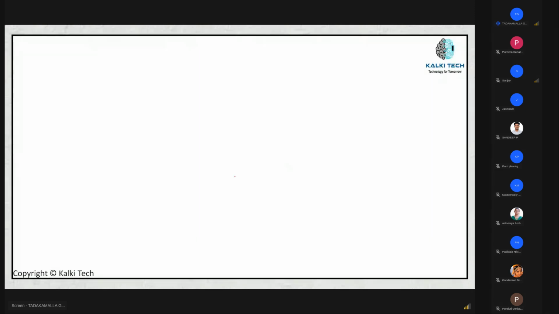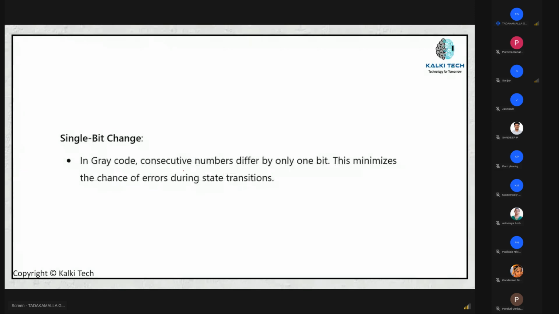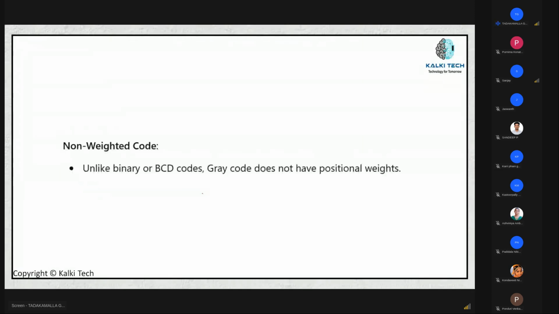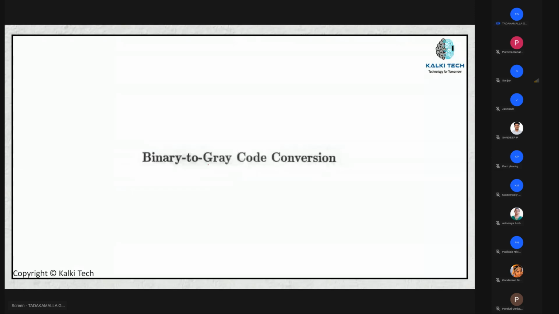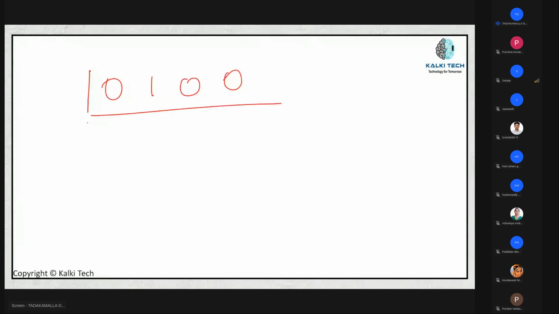So let us see the key characteristics. In the gray code, consecutive numbers differ only by 1 bit. This minimizes the chance of error during the state transitions. And unlike the binary or BCD codes, gray codes do not have any positional weights. So let's say this is our binary code. So what is the value of this particular binary code?